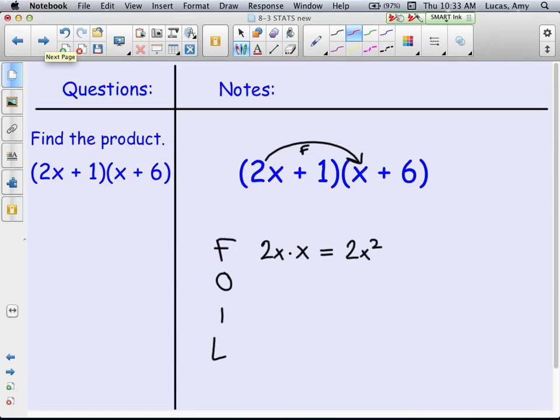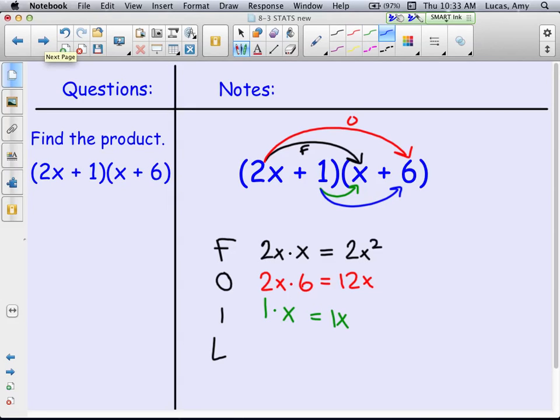That was my first. Outside, I stayed with my 2x, but now I distribute it to the 6. 2x times 6 is 12x. Inside, 1 times x is 1x. And then last, 1 times 6 is 6. Now I can put together my like terms, and that gives me 13x. So 2x squared plus 13x plus 6.